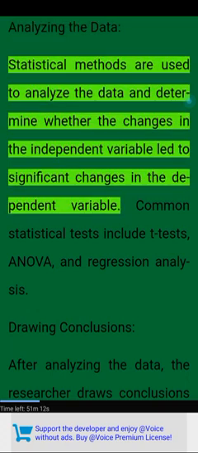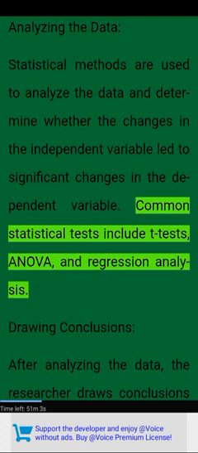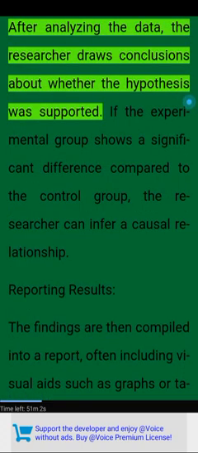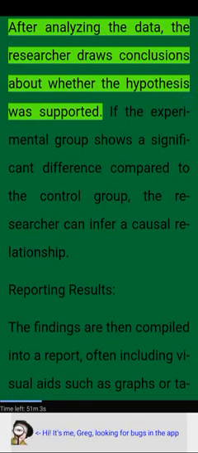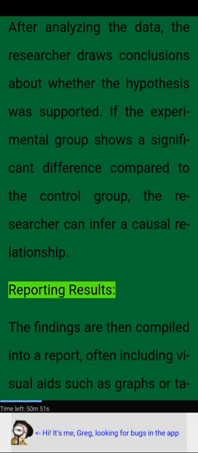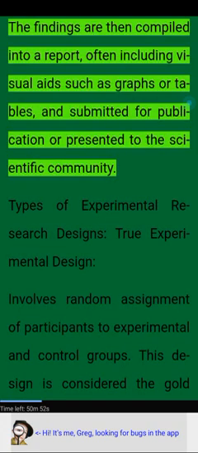Analyzing the data. Statistical methods are used to analyze the data and determine whether the changes in the independent variable led to significant changes in the dependent variable. Common statistical tests include t-tests, ANOVA, and regression analysis. Drawing conclusions. After analyzing the data, the researcher draws conclusions about whether the hypothesis was supported. If the experimental group shows a significant difference compared to the control group, the researcher can infer a causal relationship. Reporting results. The findings are then compiled into a report, often including visual aids such as graphs or tables, and submitted for publication or presented to the scientific community.